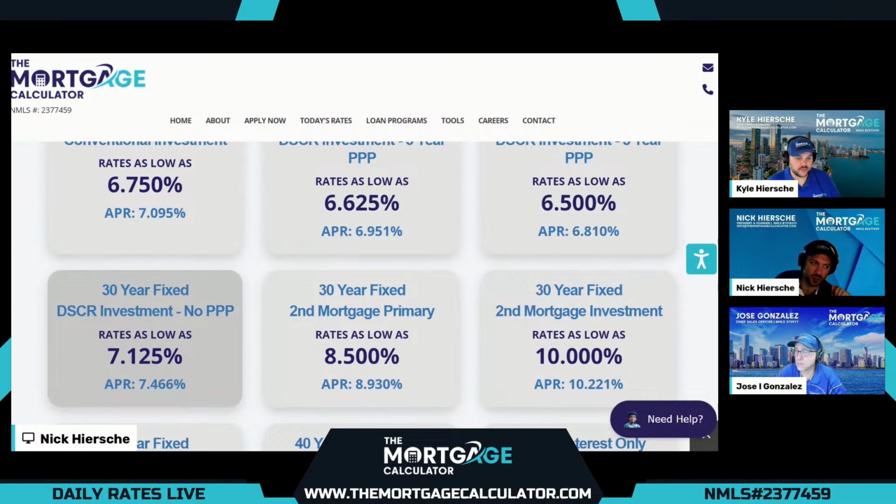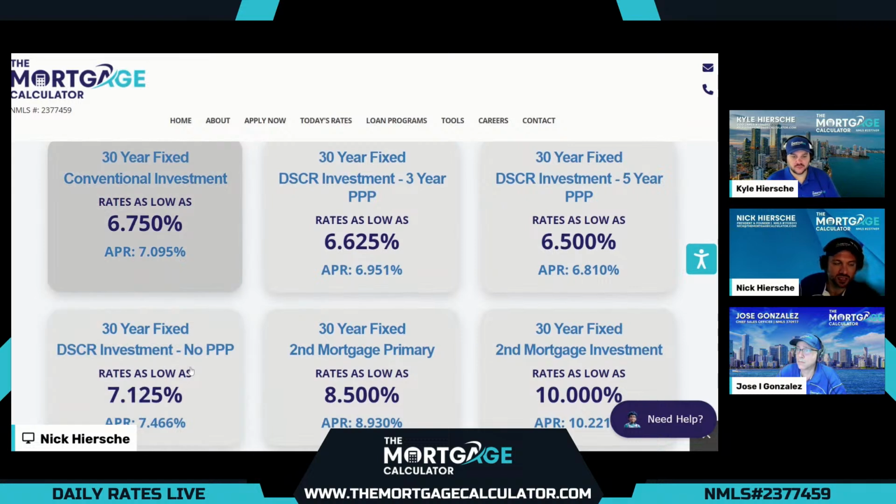And our final DSCR option, no prepayment penalty. These are available for the states that don't allow one or the customers that don't want one. Rates as low as 7.125, final APR 7.466. So it's a touch more expensive than conventional, but I'd still say 100% of investors would choose a DSCR when we're within just a tad bit more on the cost there.